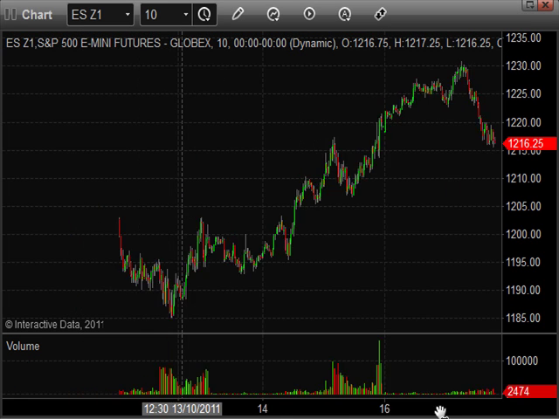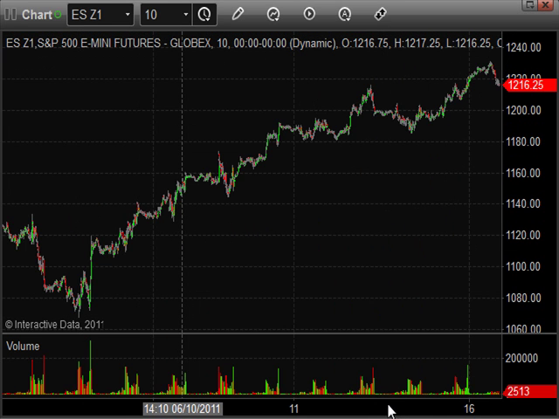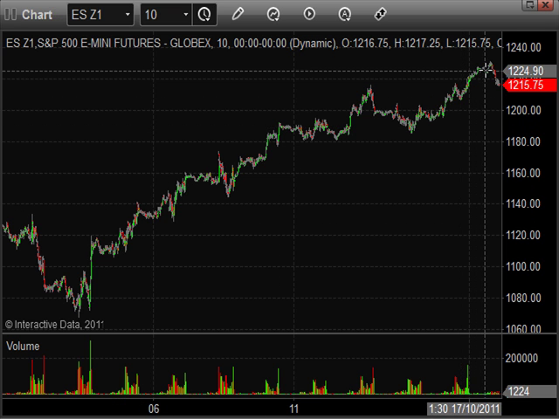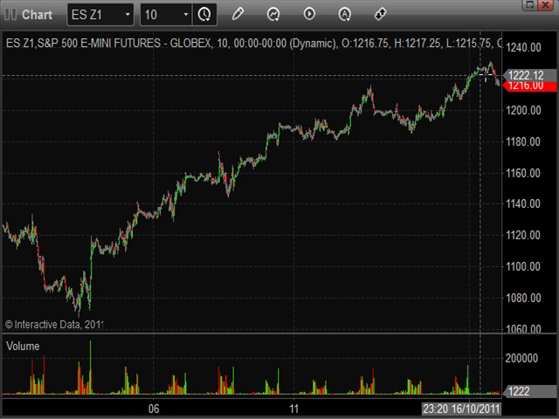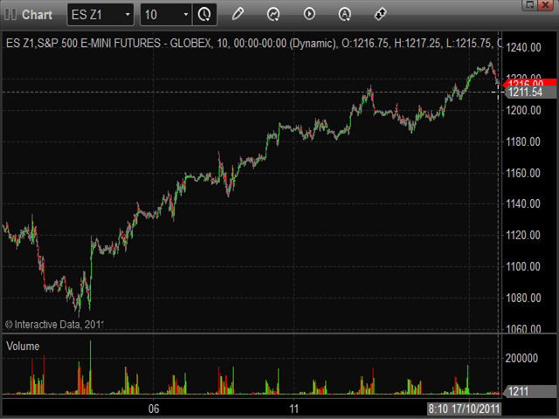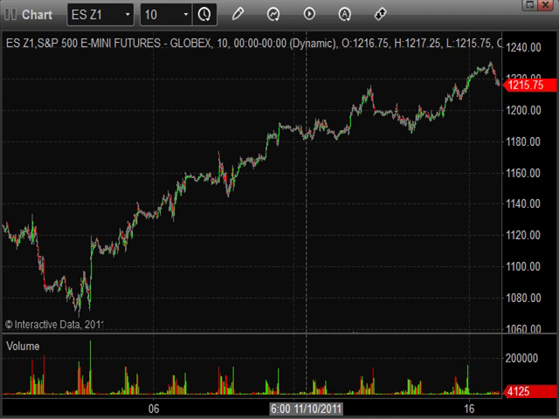Now if I just zoom out on this chart, you can see overall where we stand. We've had a huge run in the market. It's starting to look like it's losing momentum and starting to round out, and we're just going to see how things play out in the next couple of trading sessions.